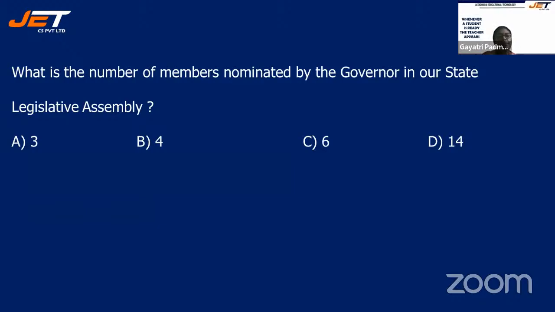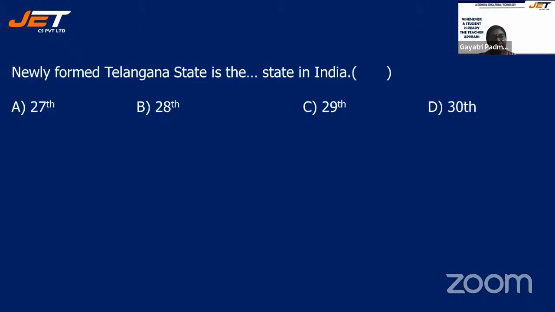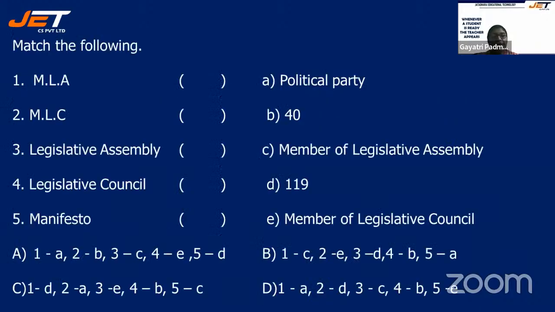What is the number of members nominated by the governor in our state legislative assembly? Let's see the key. It is 6. Newly formed Telangana state is the dash state in India. 27, 28, 29, 38. Okay, it is 29. All right.